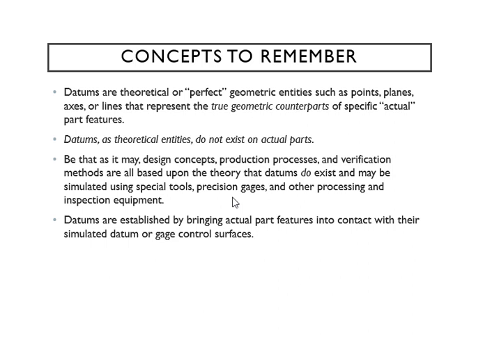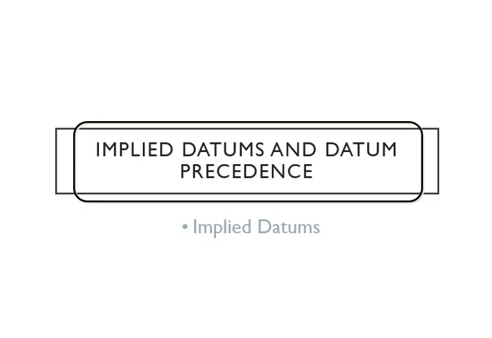We can also use inspection equipment to get that measurement from these planes, points, axes, or lines. This is just repeated: we use a simulated datum. A simulated datum in real life is some kind of equipment, gauge control surfaces, to establish the datum that we theoretically use. Alright, then we come into implied datum and datum precedence.